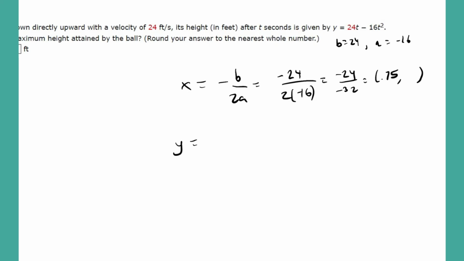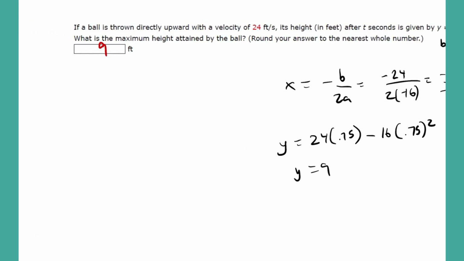And now we plug that into the function to figure out what the height is of the ball. So t becomes 0.75. 24 times 0.75 minus 16 times 0.75 squared. So I just plugged in 0.75 for t, and that's how I'm going to get the y-coordinate, and that tells you the height. All right, so that is 9. So that is the maximum height that the ball reached, 9 feet.